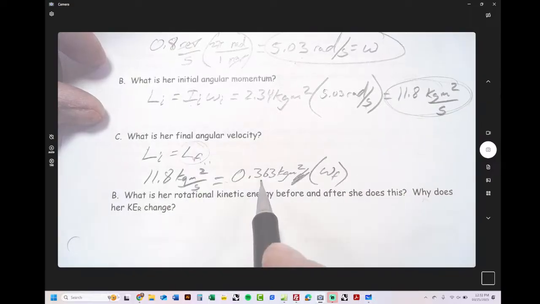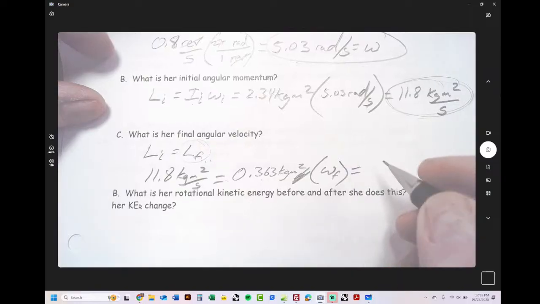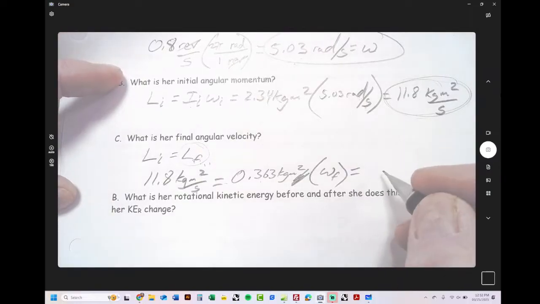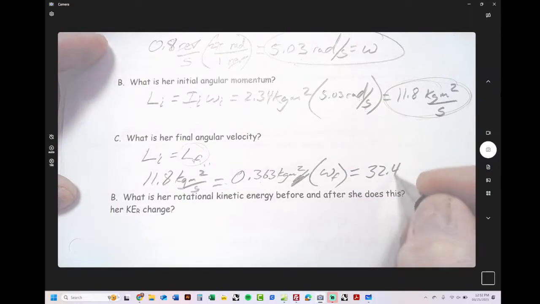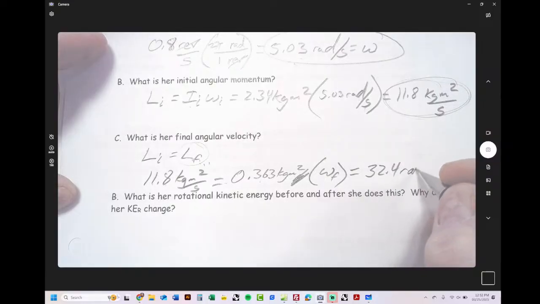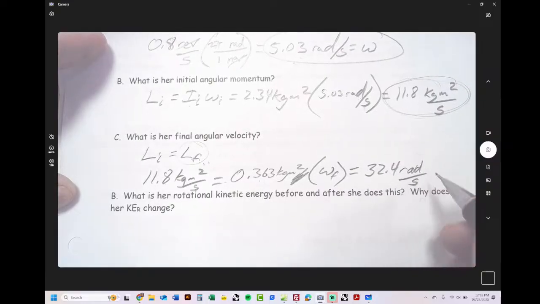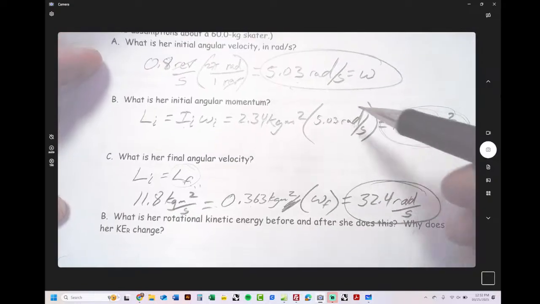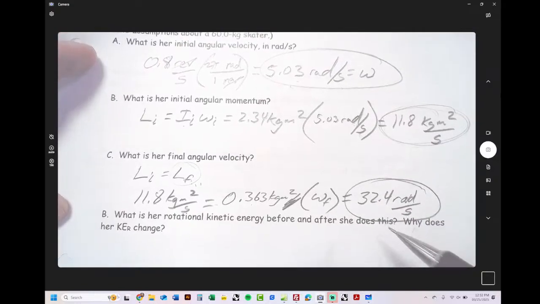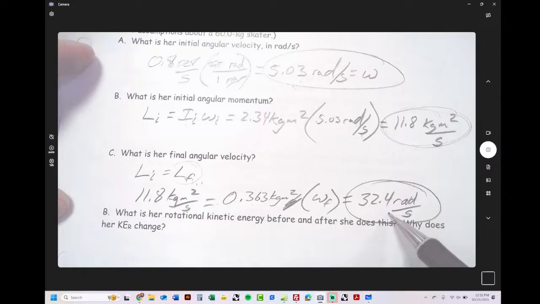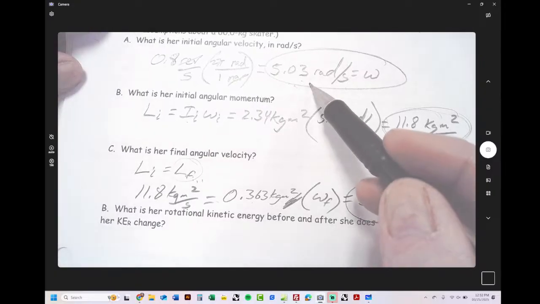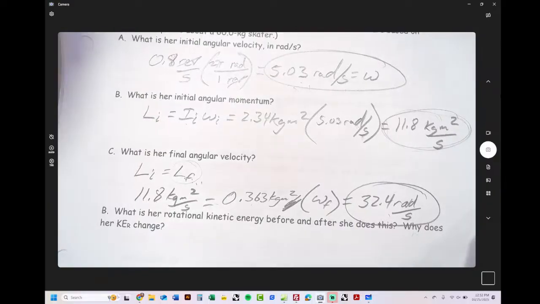So 11.8 divided by 0.363 is 32.4 radians per second. So she went from 5.03 to 32.4. So this is around 6 revolutions per second, and that's a little less than 1 revolution per second.